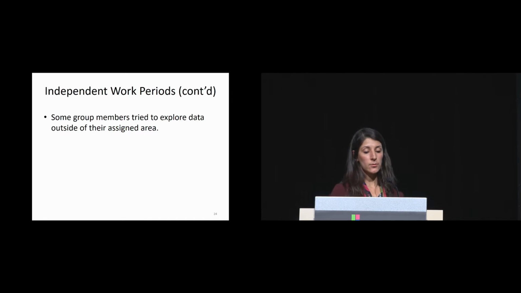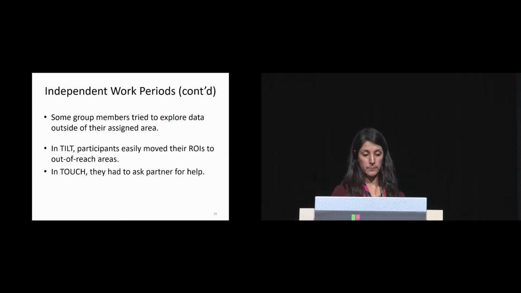Some group members tried to explore data outside of their implicitly or explicitly assigned area. In tilt, participants could easily move their ROIs to any location on the map. In touch, however, they had to ask their partners to access the other side of the table.